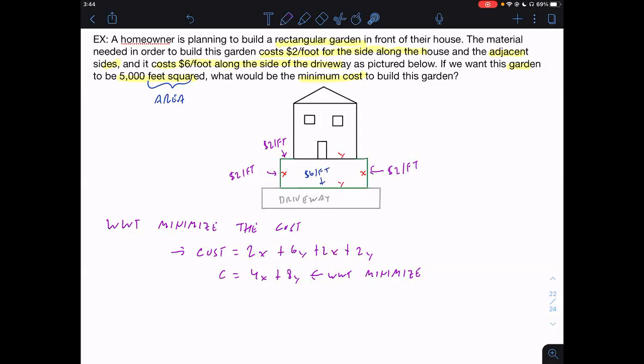But what's the problem? Similar to the example from the previous video, the problem is that our cost function is in terms of 2 variables here, x and y.